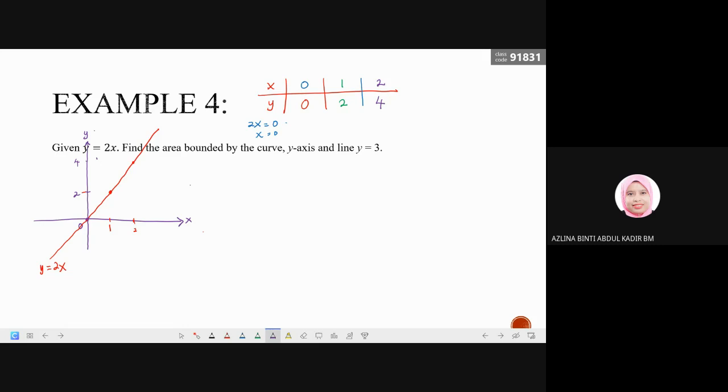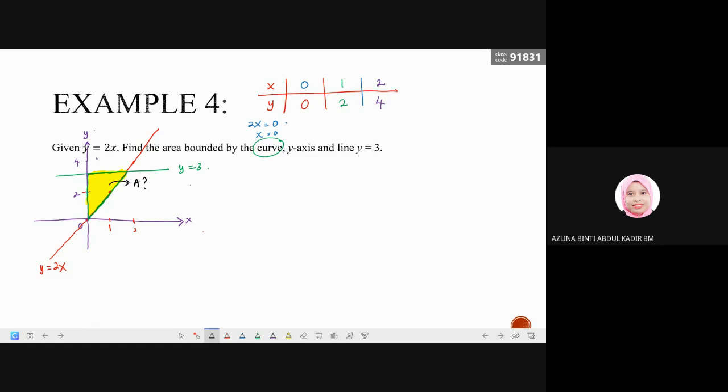Area bounded by the curve, y-axis and line. Kita ada satu lagi equation, line y is equals to 3. So here is line y is equals to 3. Okay, so bounded by 3 equation. Ni curve. Curve tu adalah straight line lah. Merah tu je, y is equals to 2x. Y-axis and then line y is equals to 3. So here is the shaded region. Nampak tak? Dia bounded by 3 equation. So inilah kita nak cari area.